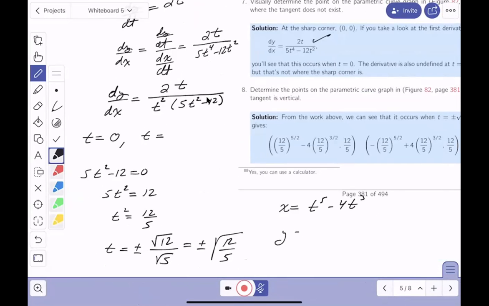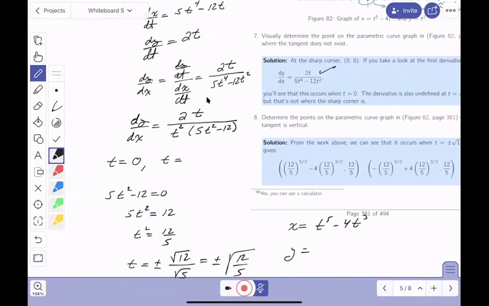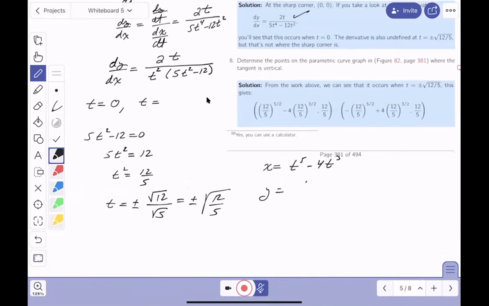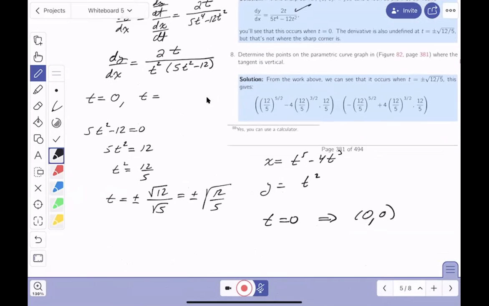And I have to know what y is. And what's y? t squared. So let's just try t equals 0 first. What point would you get? Well, plug it in for x, you get 0. Plug it in for y, you get 0. Was I expecting that? Of course I was.